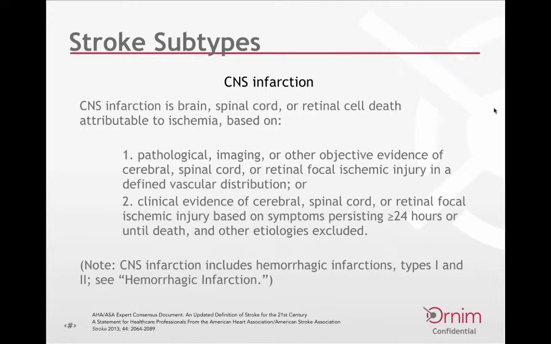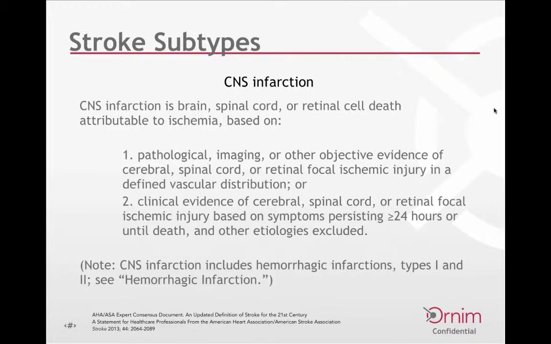So let's talk about CNS infarction. CNS infarction impacts the brain or the spinal cord or the retina. CNS infarction is brain, spinal cord, or retinal cell death attributable to ischemia. That's based on evidence that we see in pathology or imaging or other objective evidence. It also is based on clinical evidence of cerebral, spinal cord, or retinal ischemic injury based on symptoms persisting greater than 24 hours or until death, with other etiologies excluded.